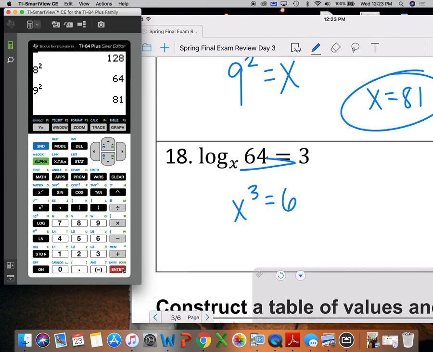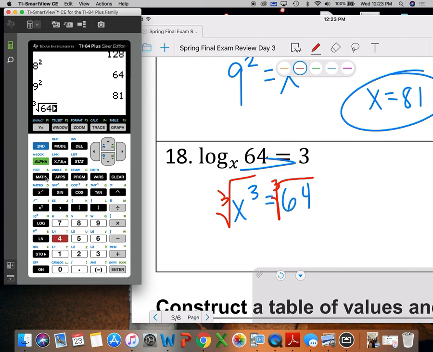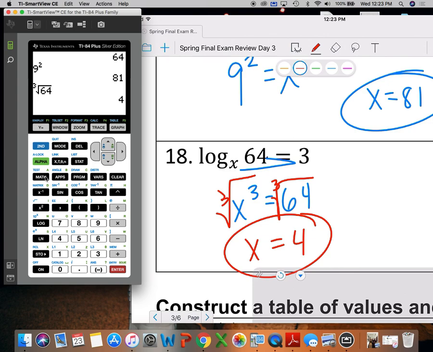X cubed equals 64. To uncube x, we take the cube root. So we go to math, scroll down to cube root. We want the cube root of 64. So x equals 4.